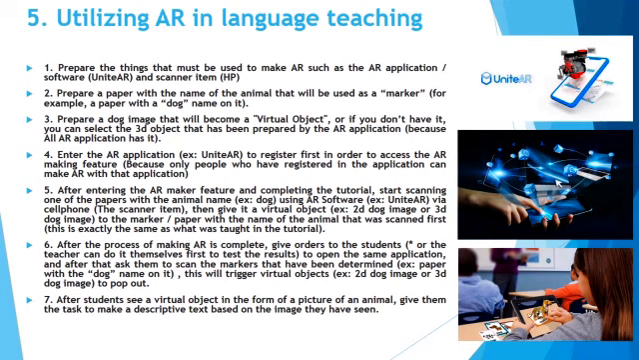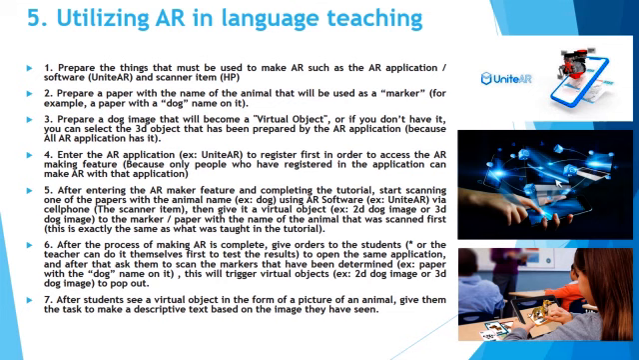And fifth, after entering the AR Maker feature and completing the tutorial, start scanning one of the papers with the animal name using AR software via a cell phone. And then give a virtual object to the marker or paper with the name of the animal that was scanned first. And sixth, after the process of making AR is complete, ask the students to open the same application. And after that, ask them to scan the markers that have been determined.